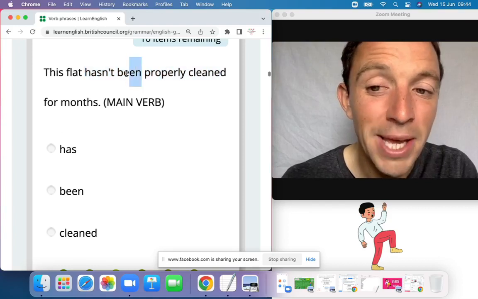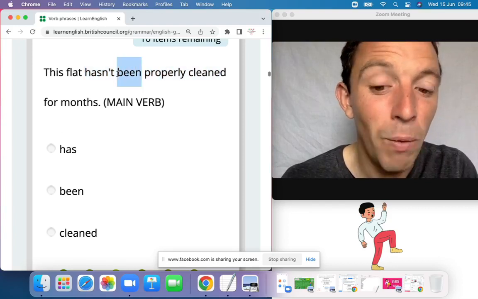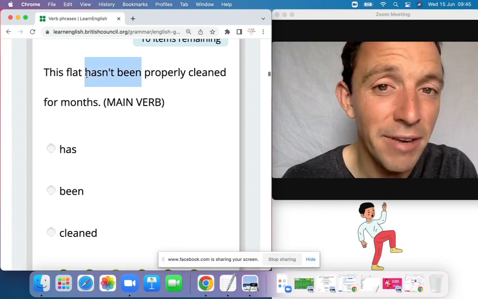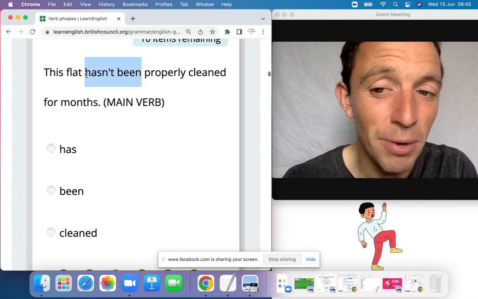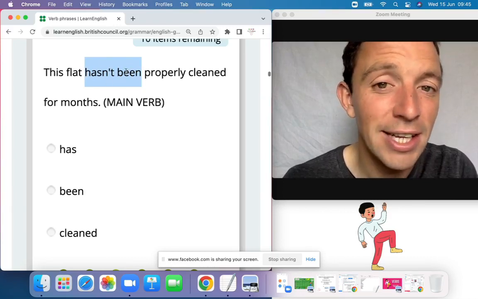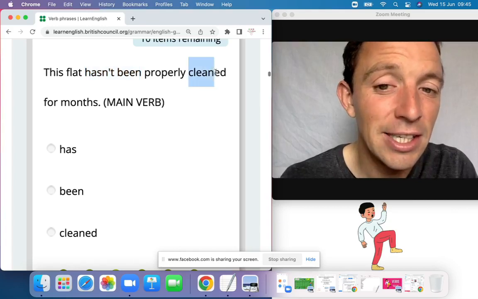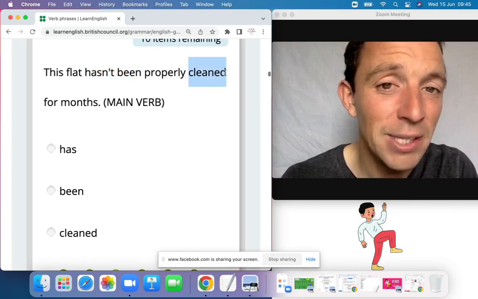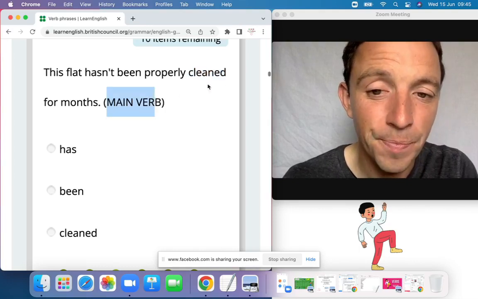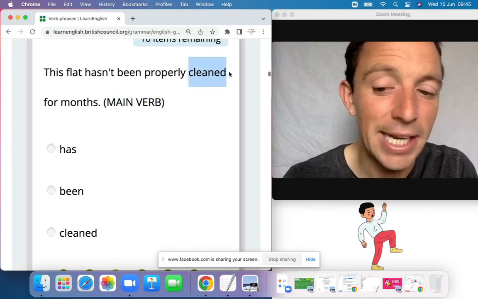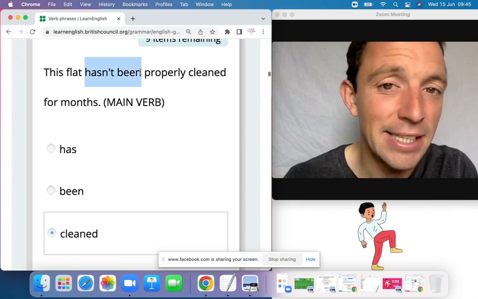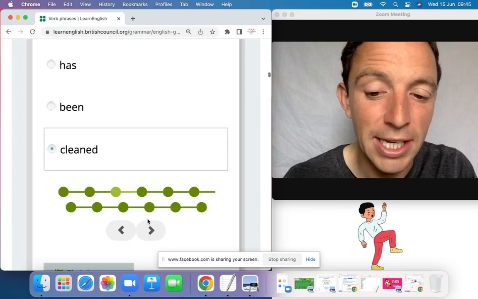We have the verb to be in the past participle, and when you have the past participle with the verb to have, this is considered the perfect. This is considered the present perfect, and in fact this total is the auxiliary connected to clean. Clean is in the past participle, so the main verb is cleaned only. The verbal phrase is hasn't been cleaned, but the main verb is just cleaned. Number 4.